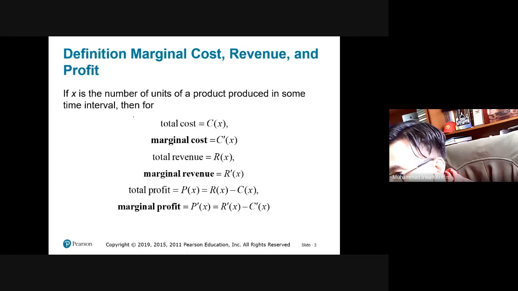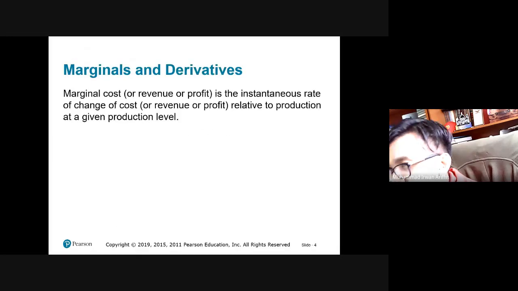Since we have a function which consists of two terms, two functions, if we want to find marginal profit, we apply one of the theorems from before. We simply differentiate the revenue function to get the marginal revenue, and then subtract marginal cost. So marginal profit equals marginal revenue minus marginal cost.